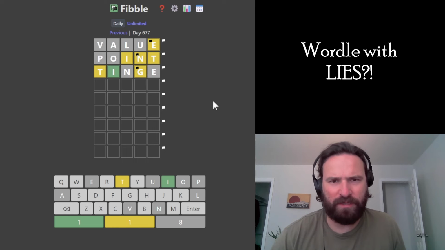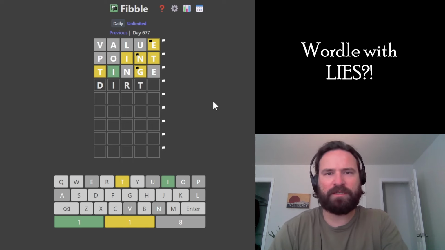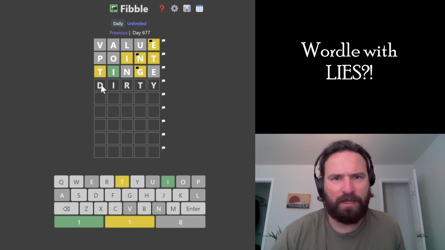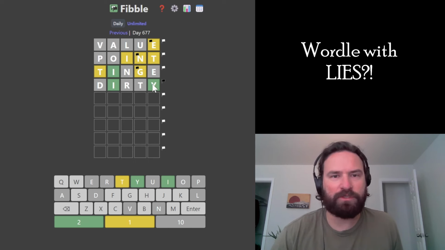I want to try and get as many letters in as I possibly can early. I'm going to go dirty. That's a guess that definitely could be true and gets a few new letters in. So let's give that a try. Okay, so we lose the T and we know that the T is in. So now we know the word ends in Y, which is very helpful.